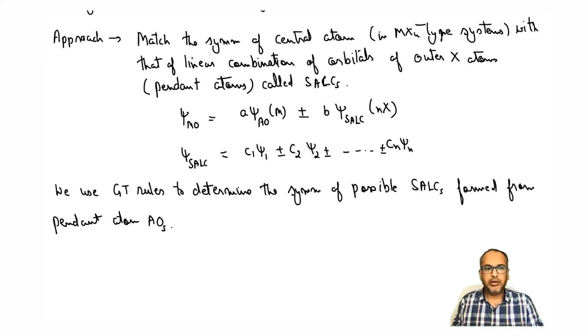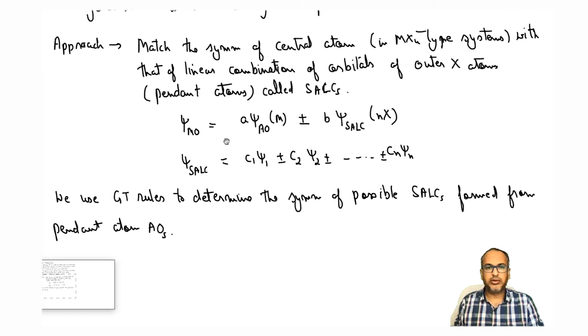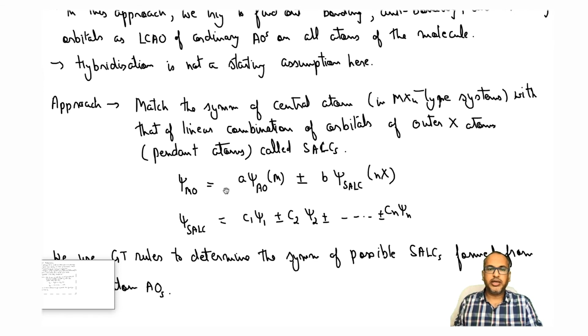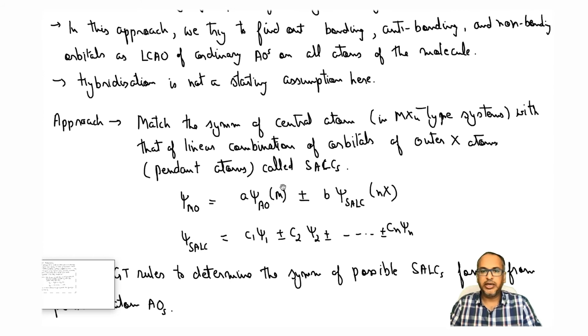So let us again compare this with valence bond approach. In case of valence bond approach, we did not do SALCs like this. Instead, what we did, we picked up the atomic orbitals of the central atom, and then we created the hybrid orbitals of those, and then we matched the symmetry of those hybrid orbitals with the atomic orbitals of pendant atoms, right? Pendant atom atomic orbitals, and those were matched.